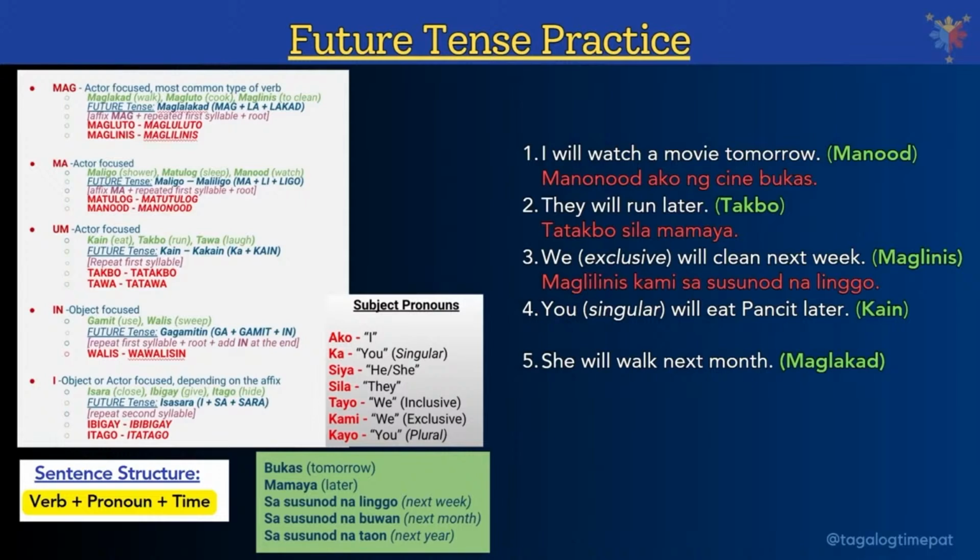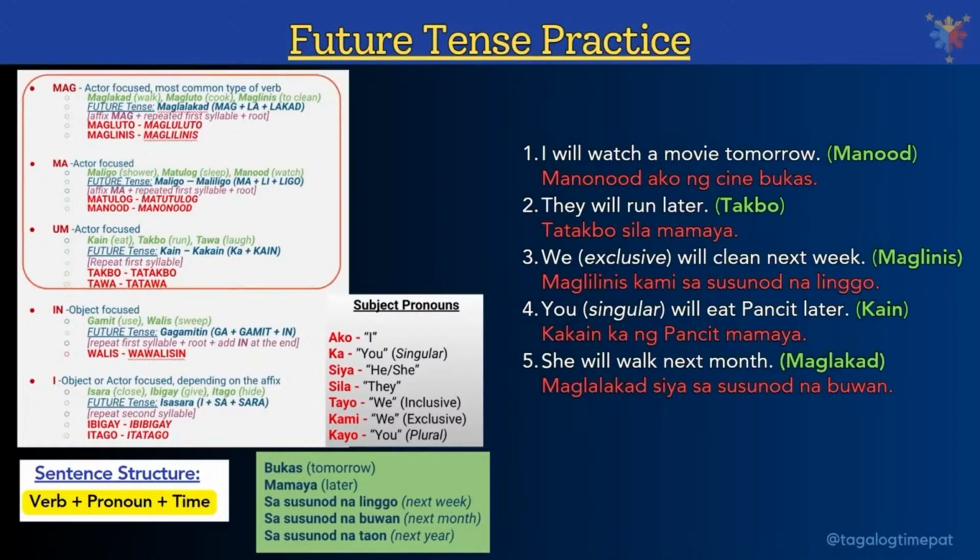We will clean next week. Number 4, you singular will eat pansit later. Kain means to eat. Kakain ka ng pansit mamaya. And then lastly, she will walk next month. Maglakad. Maglalakad siya sa susunod na buwan. All right.